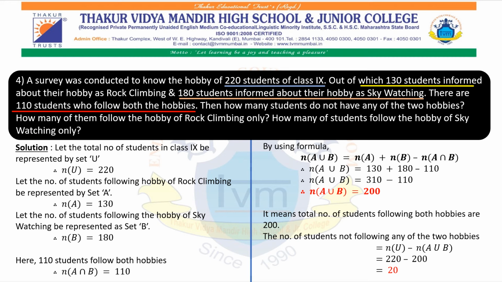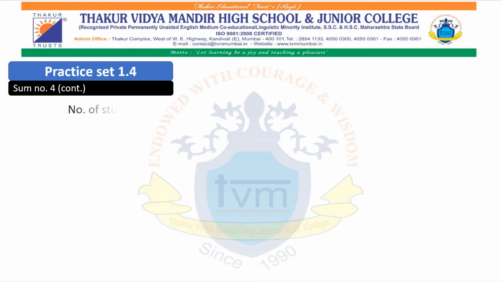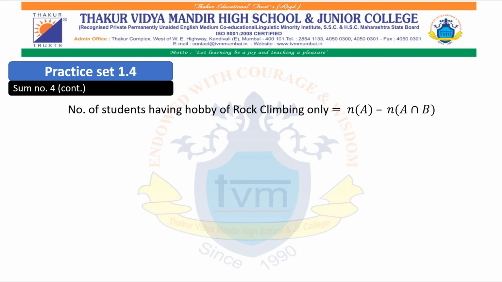Now we have to find out how many students follow only rock climbing and only sky watching. The number of students having the hobby of rock climbing only equals n of A minus n of A intersection B. We take the total number of students represented by set A, and remove the common students. We will get the students who have the hobby of only rock climbing. In this case it will be 130 minus 110, which is 20.